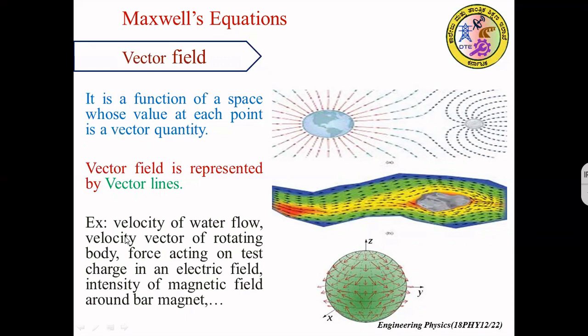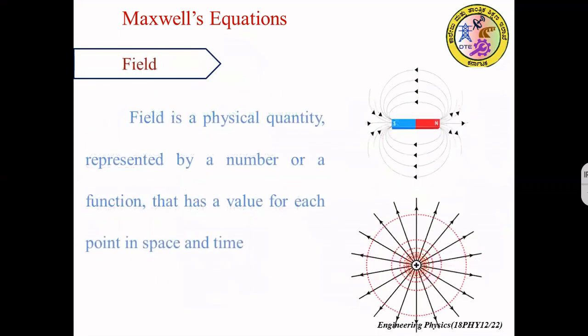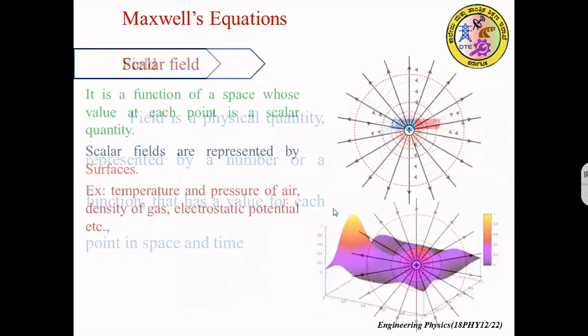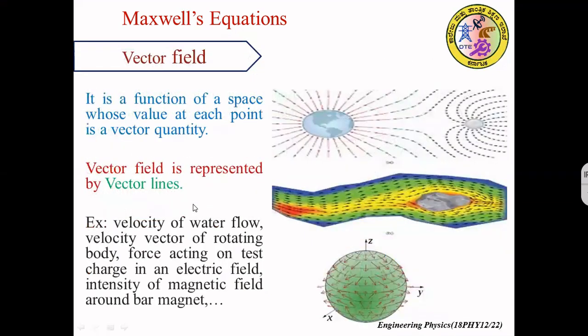Similarly, the velocity vector of a rotating body can also be considered as an example for vector fields. A vector field is represented by vector lines. The best example is the electrostatic field, electric field or magnetic field. We saw in our previous example here the magnetic lines of force. The magnetic fields are represented by lines of force, magnetic lines of force. These are vector lines. So a vector field can be represented by vector lines.